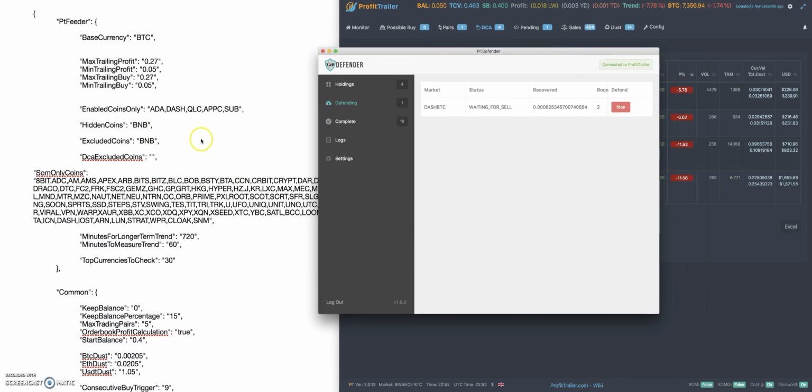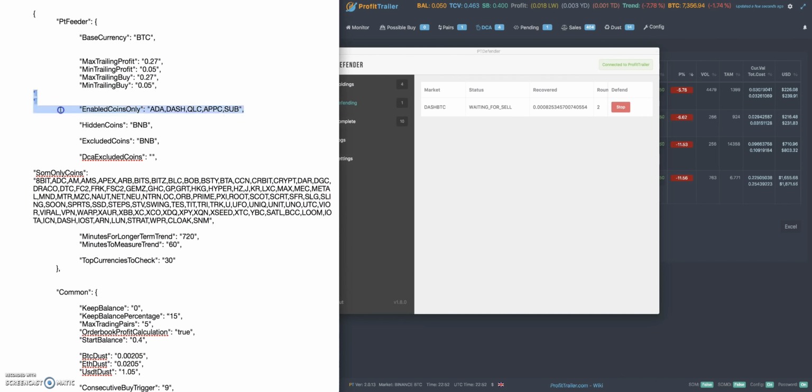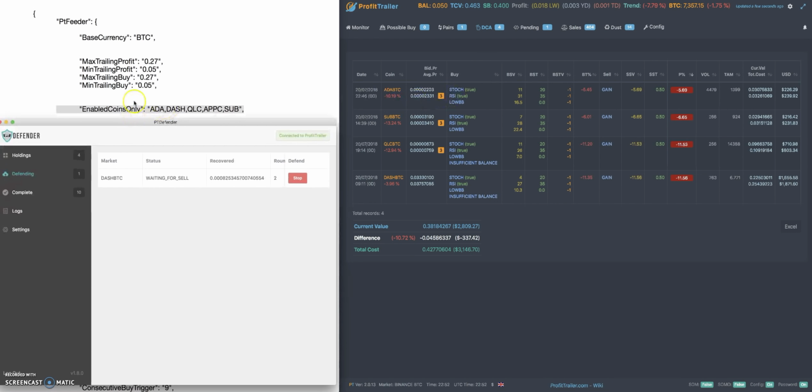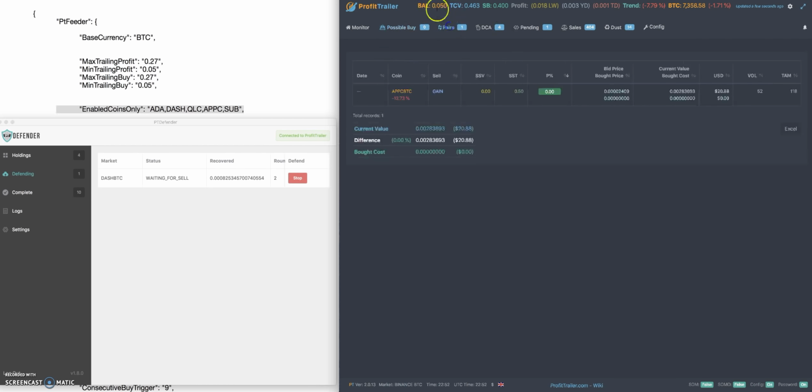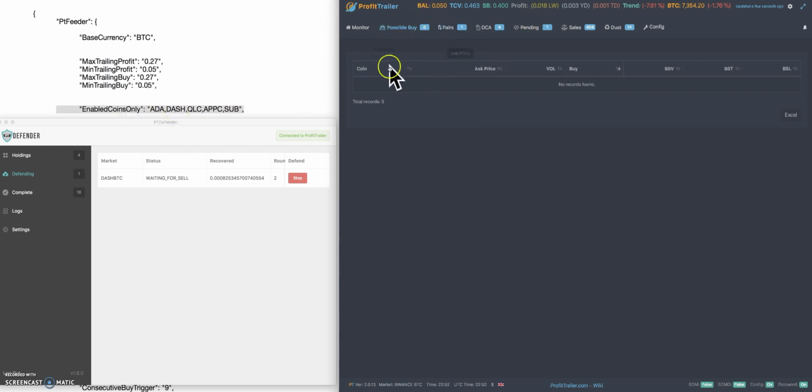One thing I want to go over first is the enabled coins only. All the coins I'm holding are these coins right here in enabled coins only. That's what I'm trading in Profit Trailer because I don't want to run out of balance. And this is kind of my test account. So I'm going to leave these new settings running on here. I'm going to probably liquidate all of the holdings and then just let these new settings run for a day or two. And then I'll make an update video, but I don't want Profit Trailer to be buying other coins while I'm defending these coins because I don't want it to run out of balance.